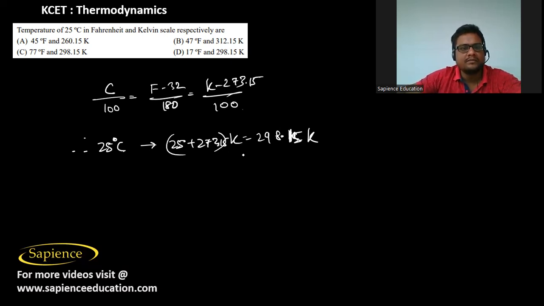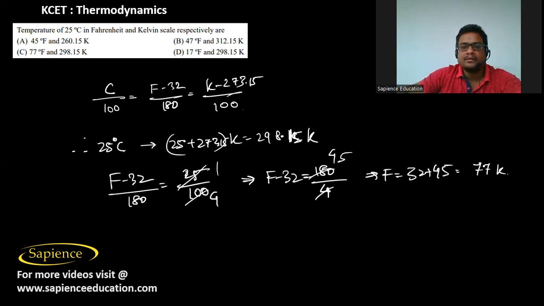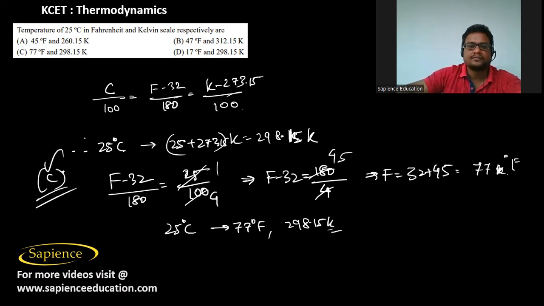And in the Fahrenheit scale, it will be F minus 32 by 180 equals C, that is 25 by 100, so that is 1 by 4. So F minus 32 is equal to 180 by 4, that is 45. So F equals 32 plus 45, that will be equal to 77 degree Fahrenheit. So 25 degrees Celsius is the same as 77 degree Fahrenheit, and in the Kelvin scale it is 298.15 Kelvin. So option C is the correct answer.